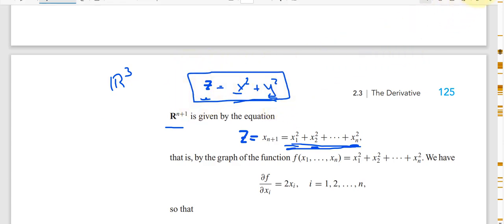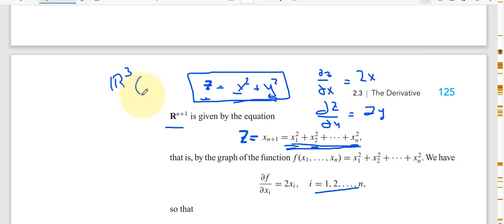Now, we know what the partial of z with respect to x and the partial of z with respect to y are. This is just 2x, and this is just 2y. So in general, the partial of f with respect to x1, x2, they're all going to be the same, just 2xi for all the different possible i's. Okay, so what is the gradient in this smaller example?